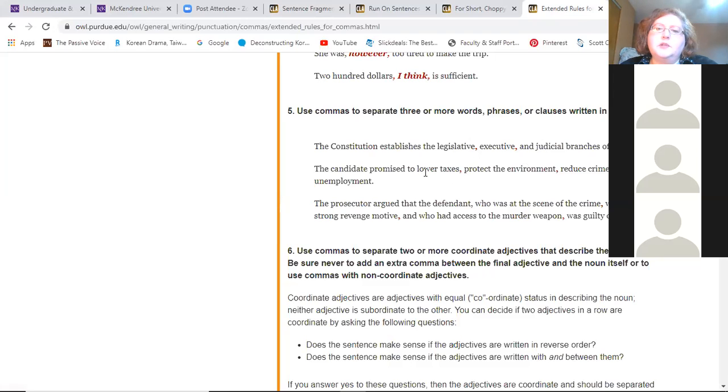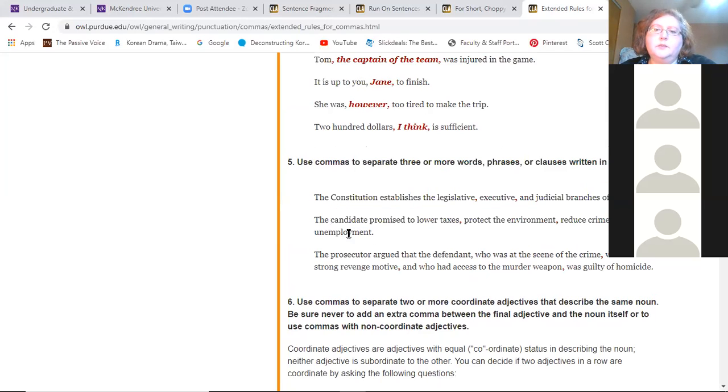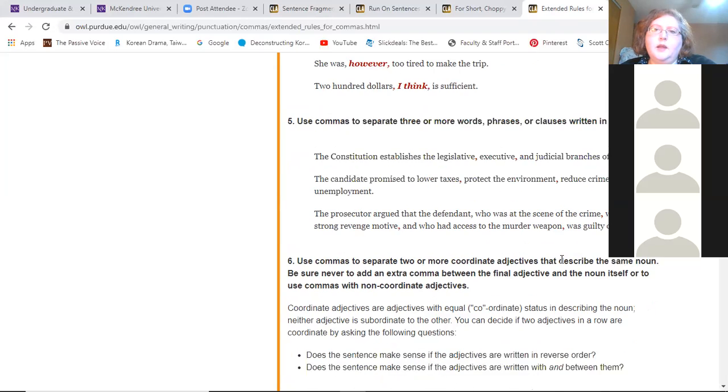The candidate promised to lower taxes, protect the environment, reduce crime, and end unemployment, okay? So this is verb, noun, verb, noun, verb, noun. It has the parallel structure, right? The prosecutor argued that the defendant, who was at the scene of the crime, who had a strong revenge motive, and who had access to the murder weapon, was guilty of homicide, okay? So this is another common one that you use. Okay.